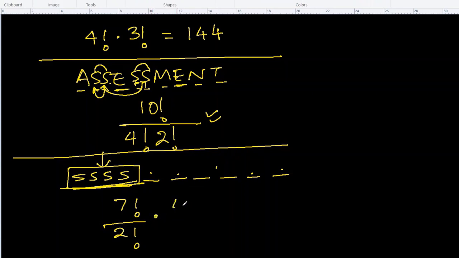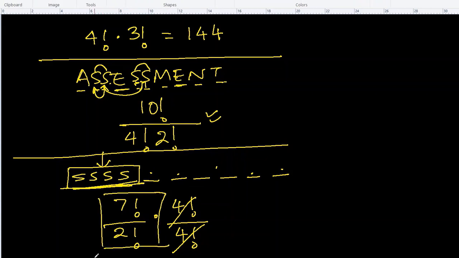It should be 4 factorial, right? 4 places, 4 S's, 4 factorial. But all the S's are the same. So that's not going to make any difference. That means this is the only arrangement. Even if we interchange the places, they will still be the same. So our answer is 7 factorial over 2 factorial.